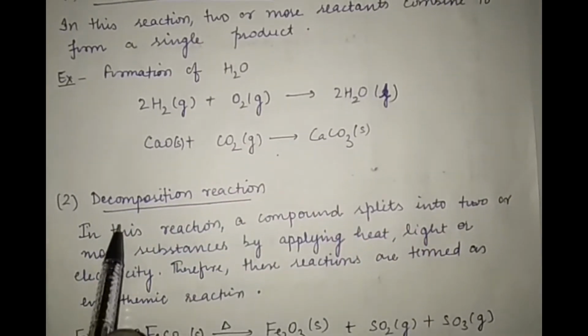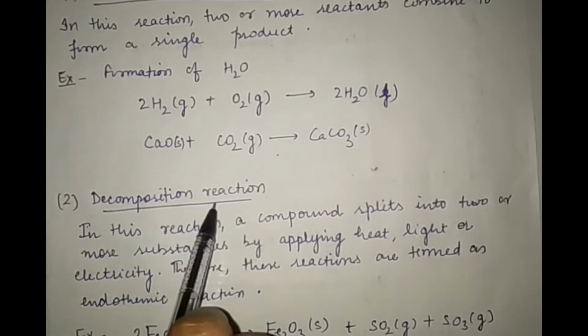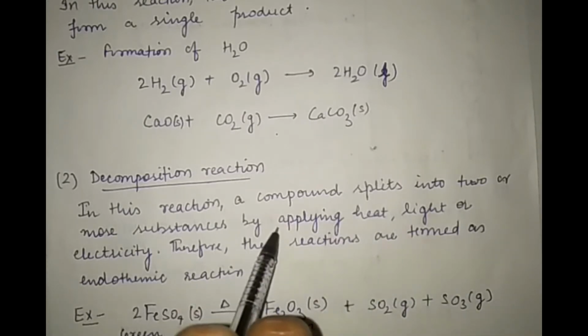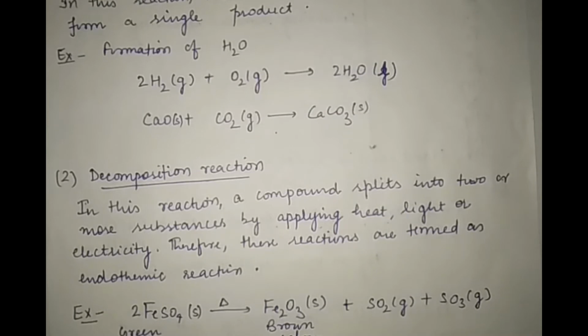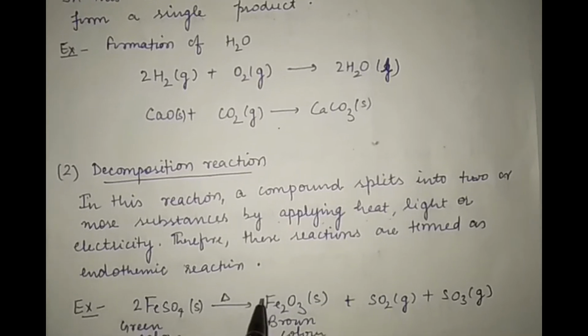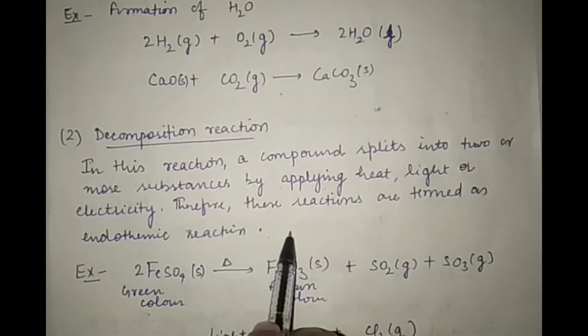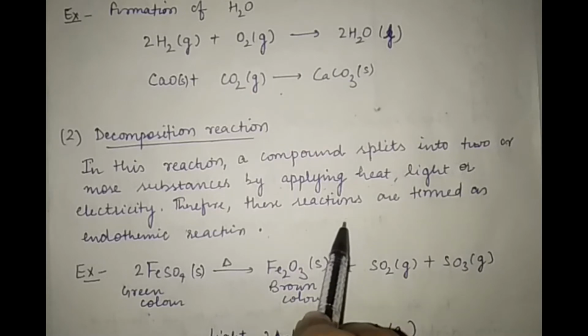Now the second type of chemical reaction is decomposition reaction. In decomposition reaction, a compound splits into two or more substances by applying heat, light or electricity. So for a decomposition reaction, we require energy in the form of heat, light or electricity, and the decomposition reaction is reverse of the combination reaction, because in this reaction a compound breaks down into two or more simpler substances. Therefore, these reactions are also termed as endothermic reaction because they require energy to carry out their processes.